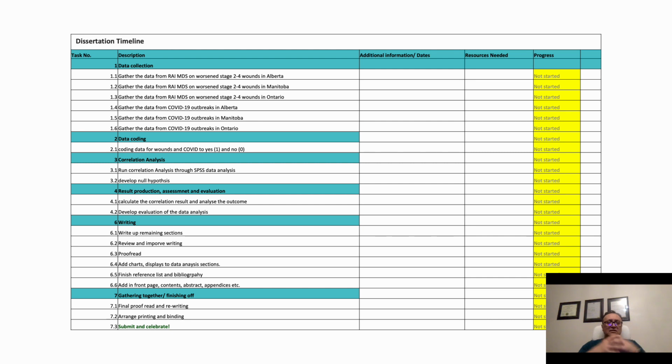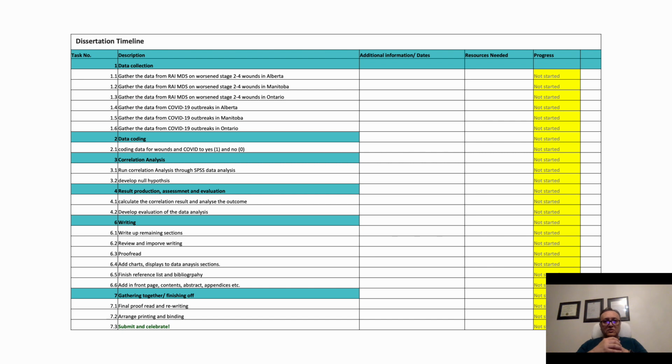Also, within that data collection, because we are going to see how the wounds are tracked with the number, we are going to assign a number of the wounds with the data resource, and also we are going to assign numbers of 0 to 1 like a binary system for the COVID outbreak, which is if there is a COVID outbreak, we are coding it as 1, and if there is no COVID outbreak, we call it 0.